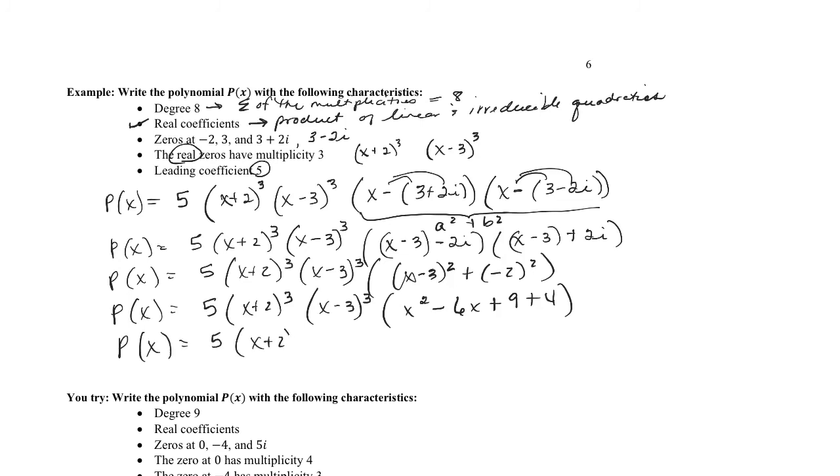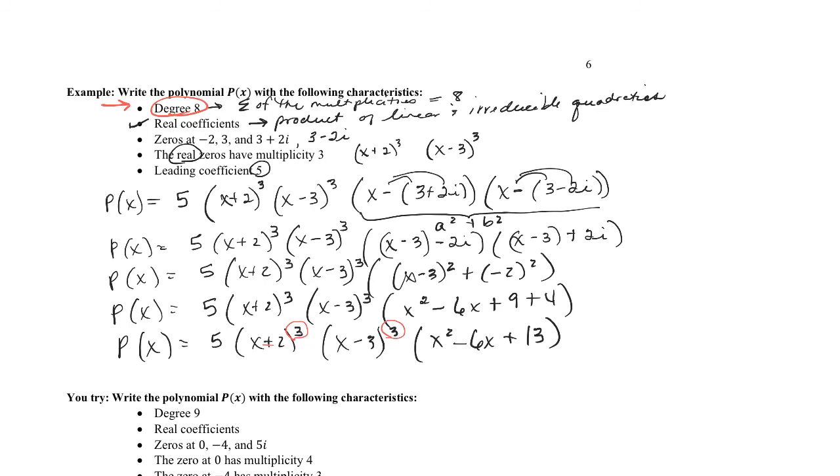5 times x plus 2 cubed times x minus 3 cubed times x squared minus 6x plus 13. And then make sure you double check. When you're done, you should have degree 8. And so this x plus 2 is a linear factor to degree 3. X minus 3 is a linear factor, degree 3.